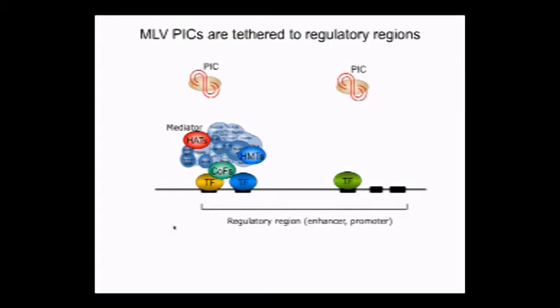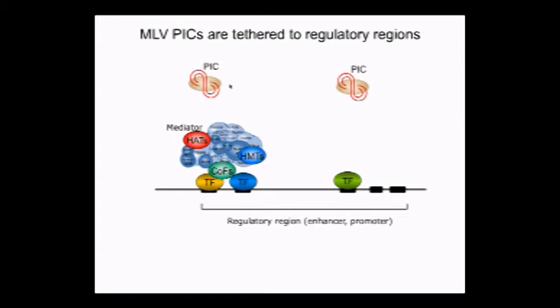So what we learned is that MLV pre-integration complexes, which is this peak that you see here and here, PIC means pre-integration complexes, somehow do not go randomly to the genome, but go where regulatory elements are. How is this possibly brought about?